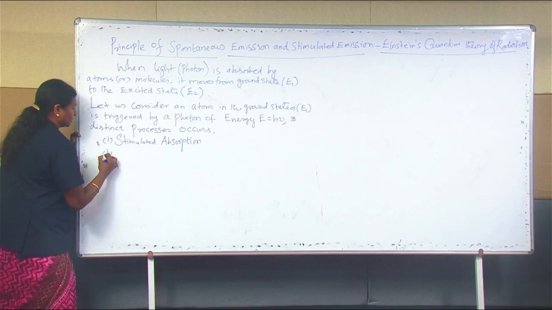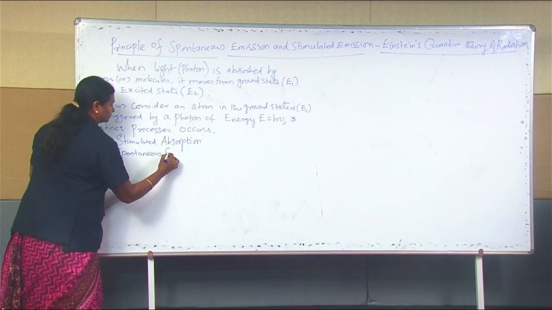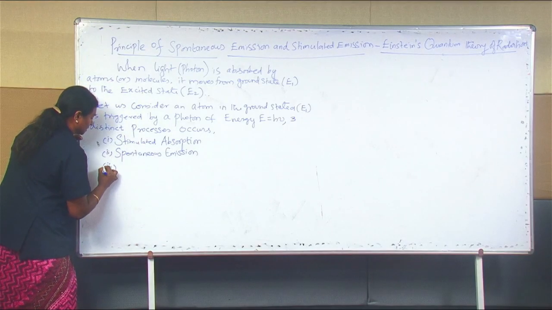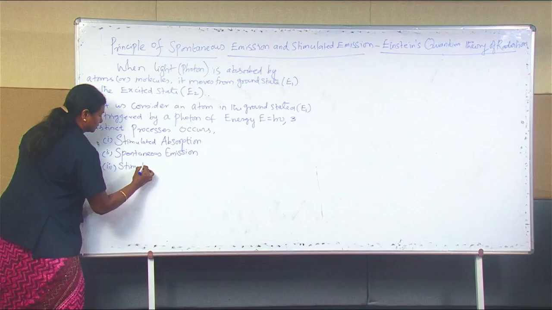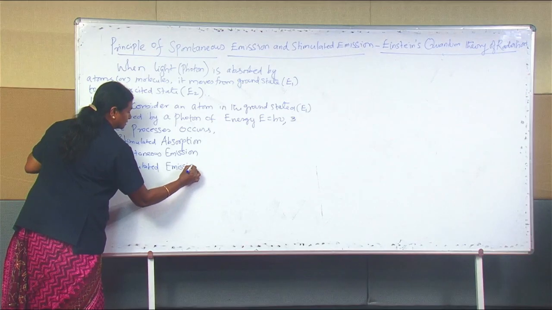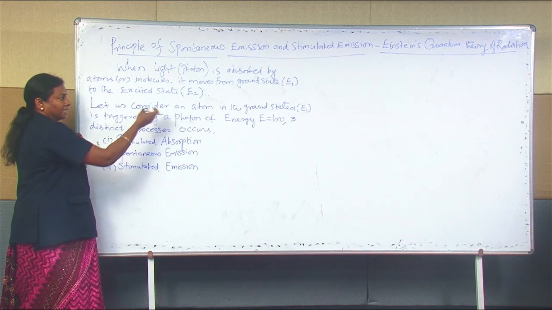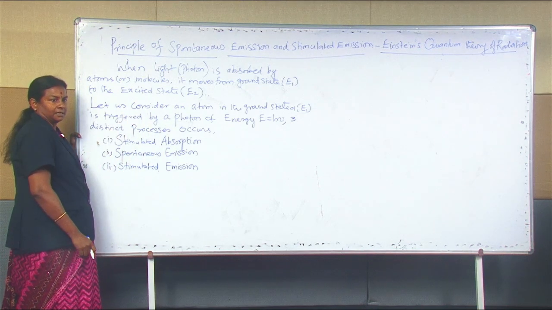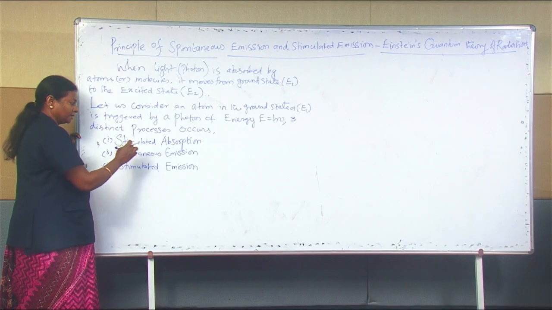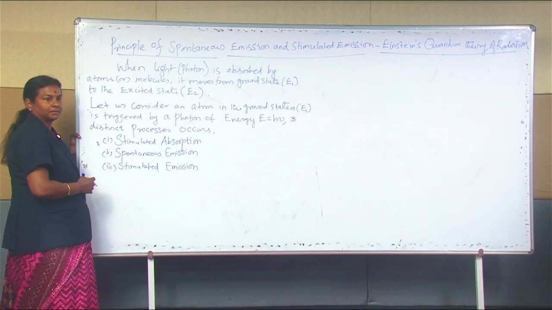The second one is spontaneous emission, and the third process is again stimulated. Here we are going to call it stimulated emission. So these are the three processes when atoms are exposed to external radiation in the form of photons: stimulated absorption, spontaneous emission, and stimulated emission. Then we will see these three processes one by one.